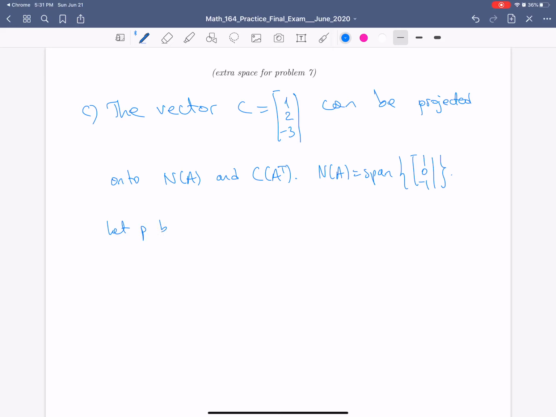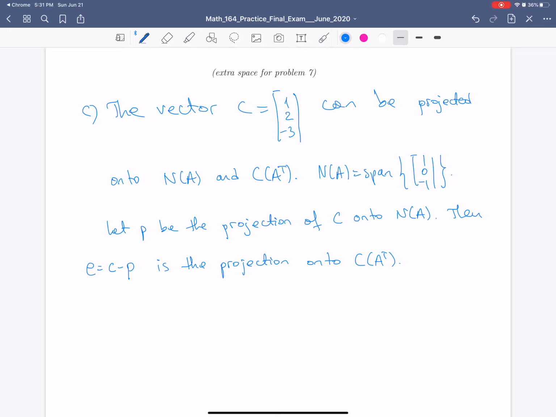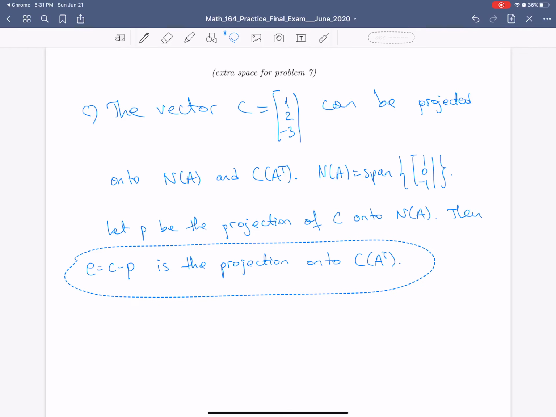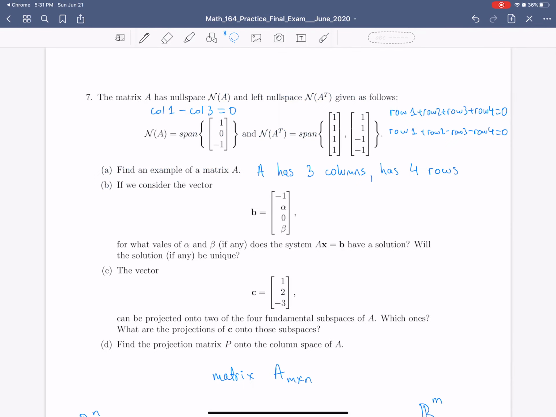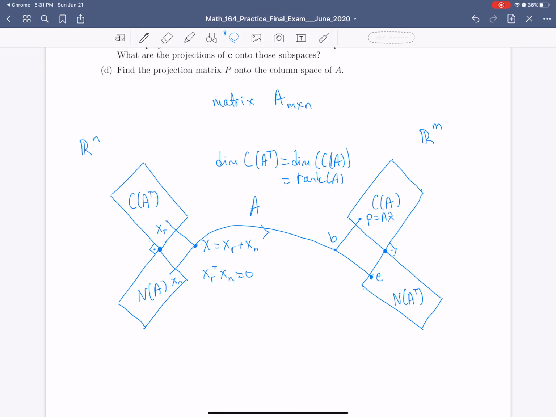So let P be the projection of C onto the null space of A. Then C minus P, I could maybe call it the error term, is the projection onto the row space. So you see, you don't have to find projections. You don't have to work with those two vectors. The key is applying the fundamental theorem of linear algebra. So if I project that vector C onto the null space of A, I know that my vector C is the sum of its projection onto the null space plus the projection onto the row space.